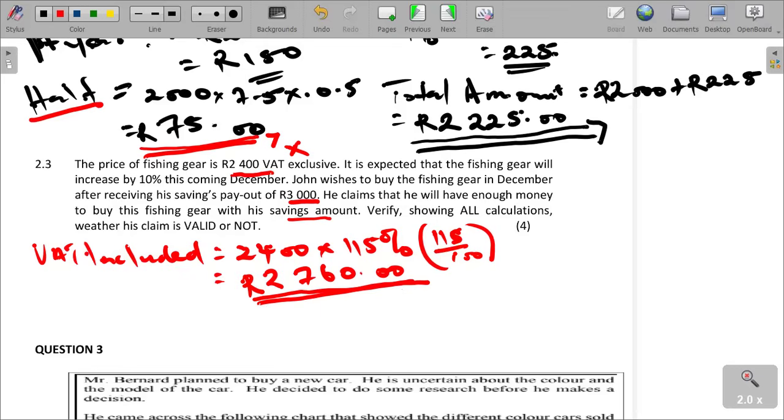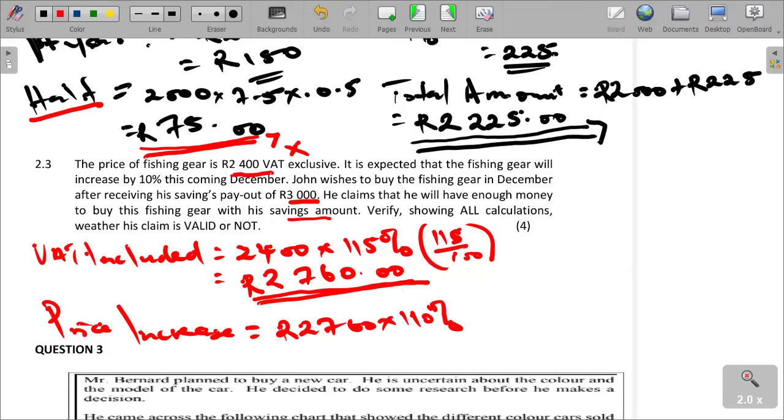So now, VAT included. Price increase now. Our price increase is equal to 2,760 multiplied by 110%, the price increase.